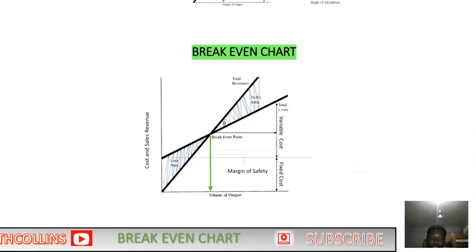Let me come back to the loss area. If your break-even point is 50 and you sell 40 and you stop producing, it means you are in the loss area. If you sell above 50, then you are in the profit area. Your total revenue line will affect the angle of incidence. This is the angle of incidence, and the larger the angle of incidence, the larger the profit as well. I hope every term on the break-even chart is well explained.